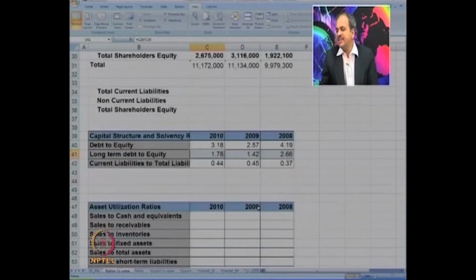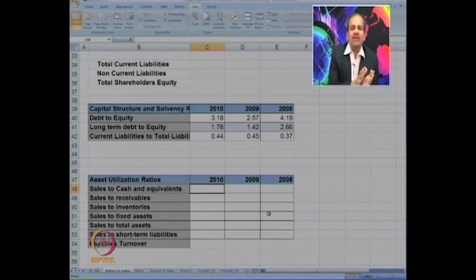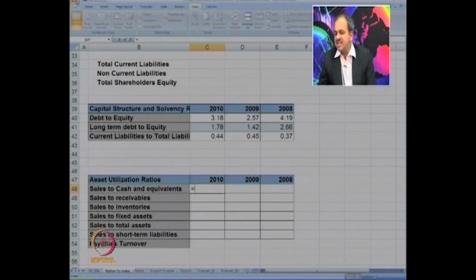Let us go ahead. Let us try to see the utilization ratios, which are also popularly known as turnover ratios. Here certain ratios are enlisted. You can see it's sales to cash equivalent, sales to receivables, sales to inventory, sales to fixed assets and so on. So these ratios are trying to find how effectively, how many times, we are able to use the assets in converting them into revenue, in converting them into sales.